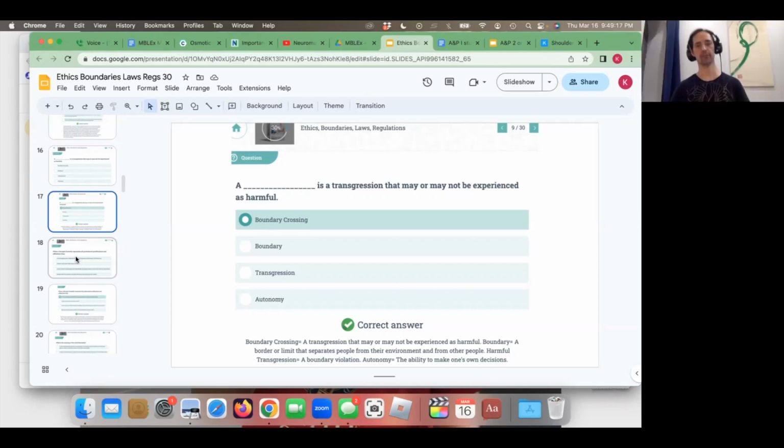Auto means self. So what does autonomy mean? If you're autonomous, you do things for yourself. You get to decide and act for yourself. It's your free will, your right to decide for yourself.